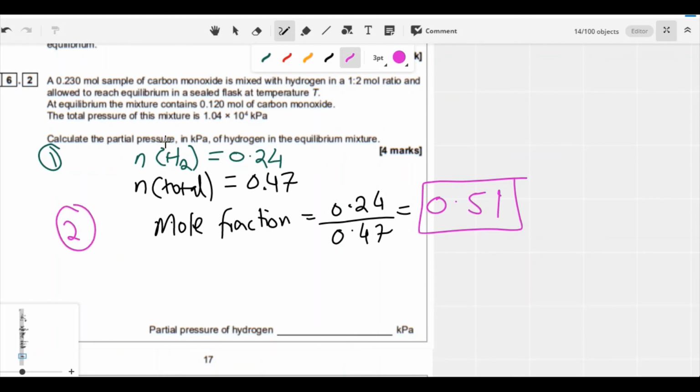Okay, now the third step, you have to find the partial pressure of hydrogen in kPa. Here the total pressure is given as 1.04 times 10 to the power 4 kPa. So you need to find the partial pressure of hydrogen. So that will equal to, let me calculate it.